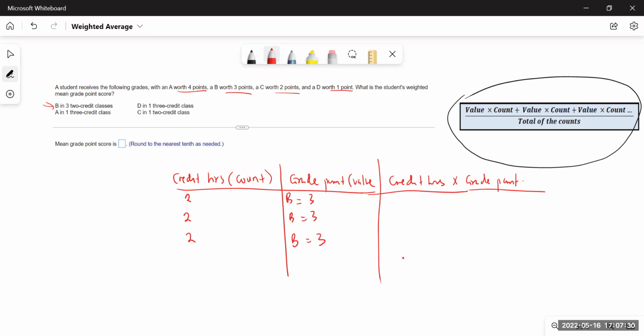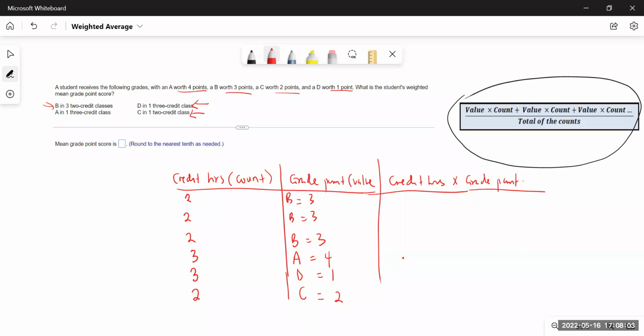Then the student had an A in a 3-credit class. So with a 3-credit class, the student had an A, and this is worth 4 points. The student had a D in a 3-credit class, and that is worth 1 point. And lastly, the student had a C in a 2-credit class, and that is worth 2 points.